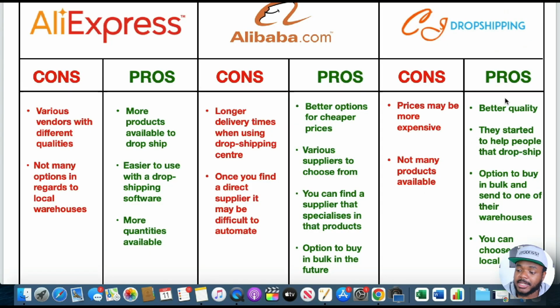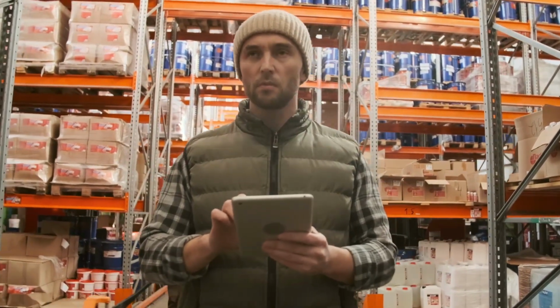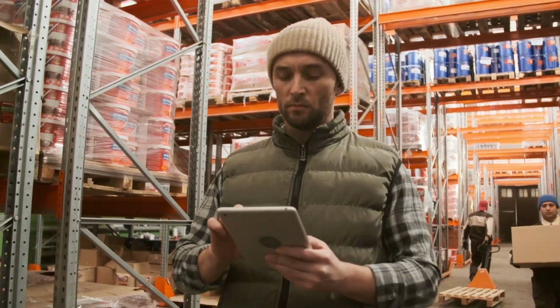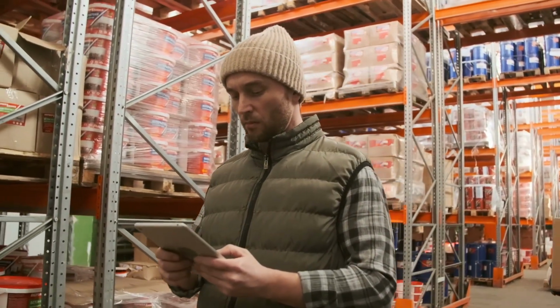However, one of the first pros is that you're going to be able to get better quality. Because they are investing their money into all of these different products, of course, they're not going to go out and buy a bunch of rubbish. They're going to make sure to go to the best manufacturers that have the best quality items for them to keep in their warehouse. And plus, they also want to build up good trust and good relationships with the dropshippers that use their platform as well.